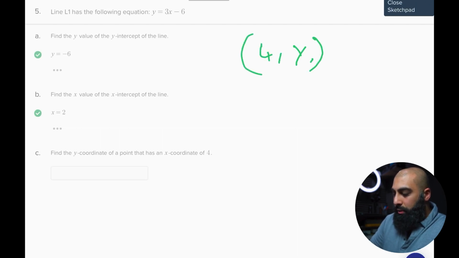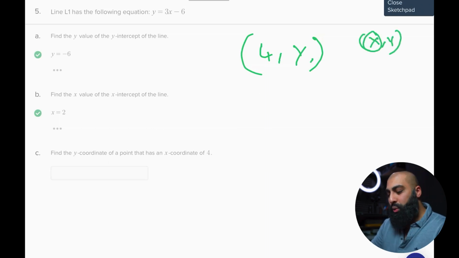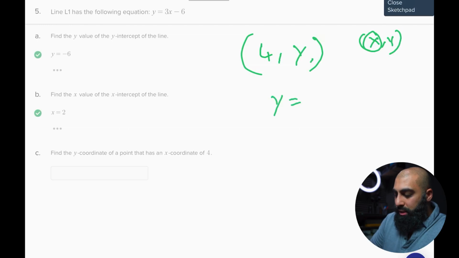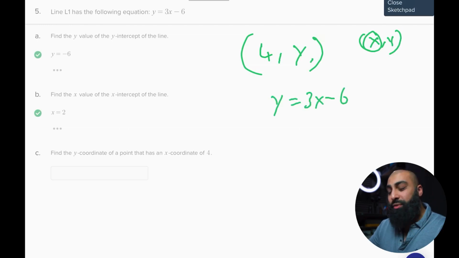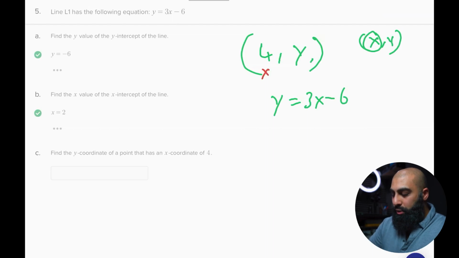If we had xy, we already know that the x part is 4. Find the y-coordinate. Our equation is y is equal to 3x minus 6. We just need to find out what the y-coordinate is of a point that has an x-coordinate of 4. So we can substitute the value of 4 into the equation to see what the y value is.